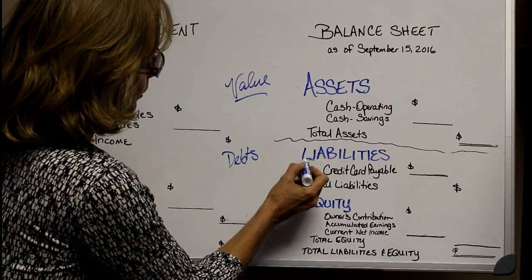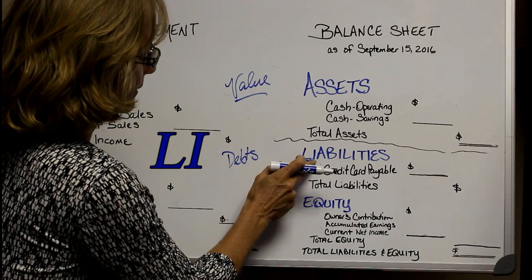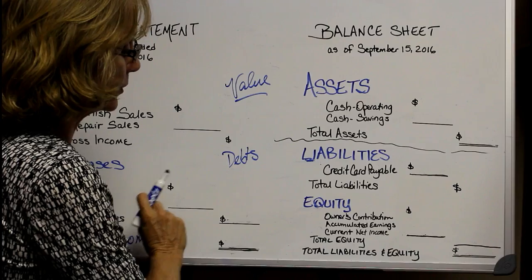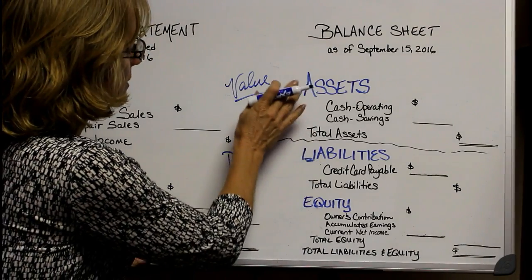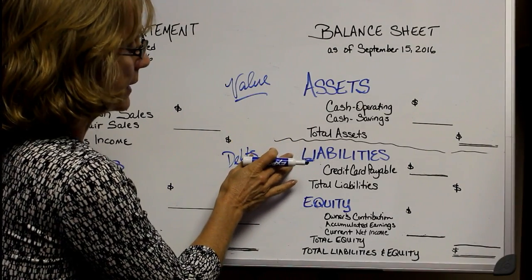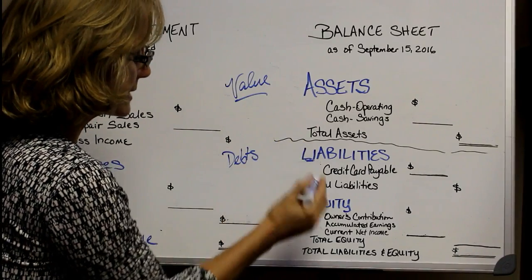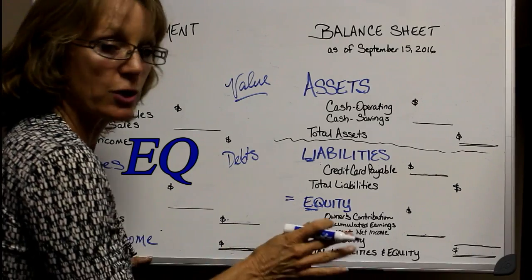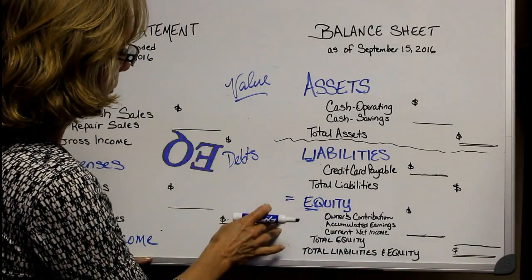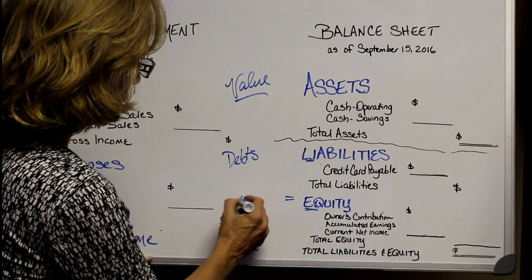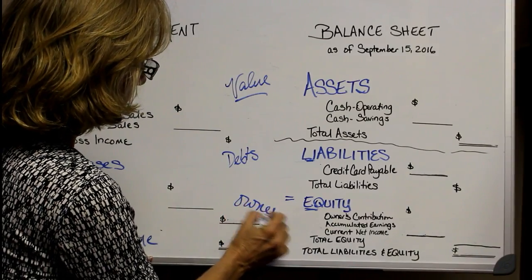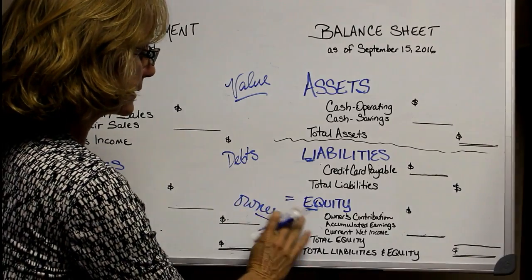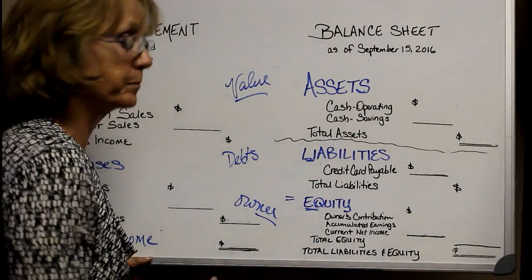A memory key here for you is liability sounds like lies. Lies are bad, we don't want those. Debts are bad, we don't want those either. Equity is just the difference between assets and liabilities. So assets minus liabilities equal equity. Equal and equity both start with EQ, so there's another memory key for you. Now, equity is the owner's section. So if he were to sell off all the assets, pay off all the liabilities, what is left over would be his to take home.